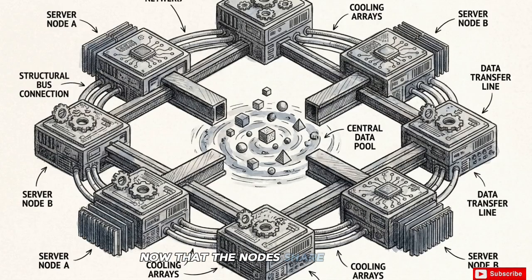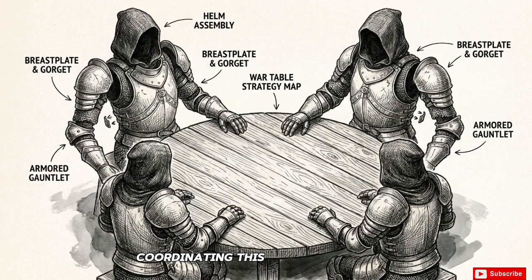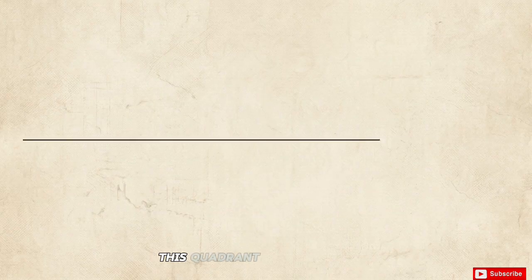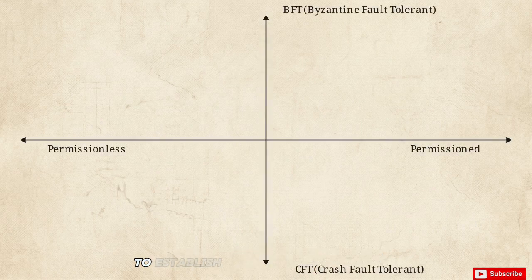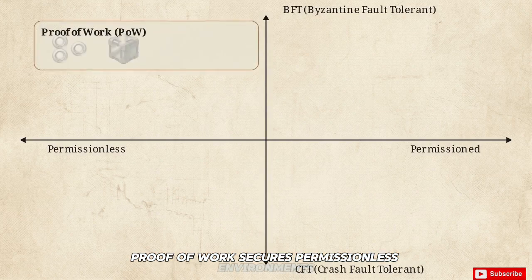Now that the nodes share the same pending data, they must agree on the exact sequence to record those transactions. Coordinating this agreement among anonymous, untrusted actors is a variation of the Byzantine generals problem. This quadrant chart maps the consensus layer, showing how different network environments require specific fault tolerance models to establish a single source of truth. Proof of work secures permissionless environments.